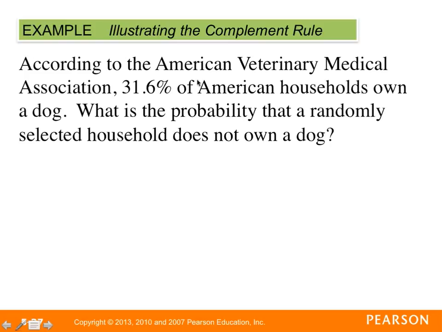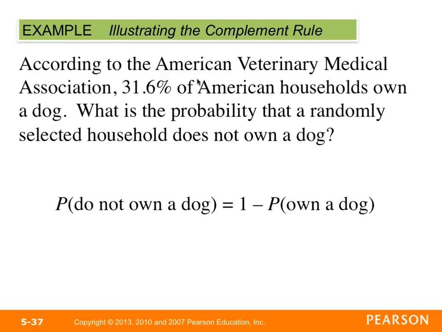So according to the American Veterinary Medical Association, 31.6% of American households own a dog. What is the probability that a randomly selected household does not own a dog? So these are very helpful when you have "not" type questions. All you have to do is take 1 minus the probability that they do own a dog. Because if you think about the possible outcomes, they either own a dog or don't own a dog. Those are the only two outcomes.